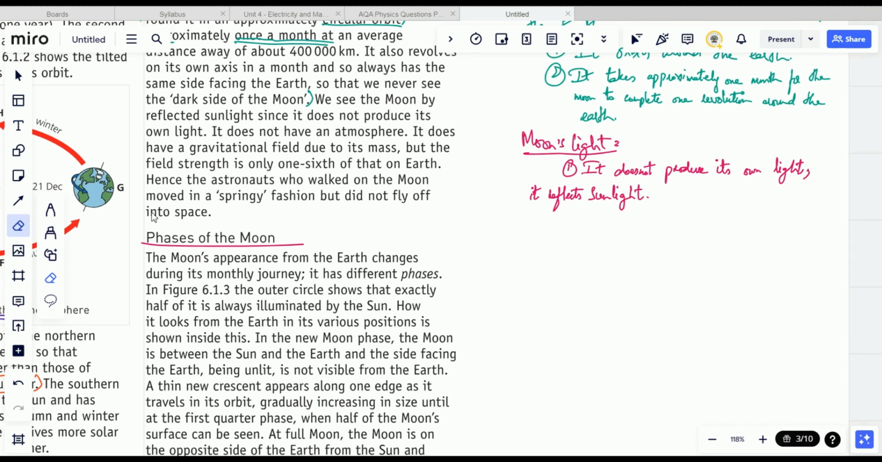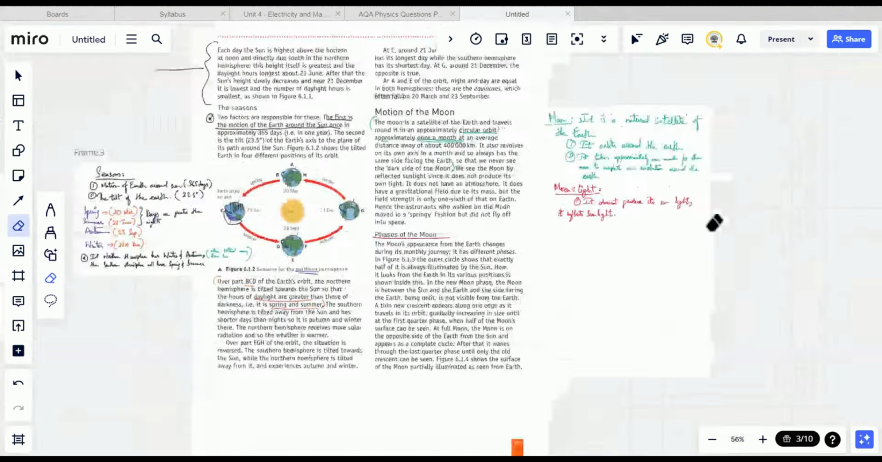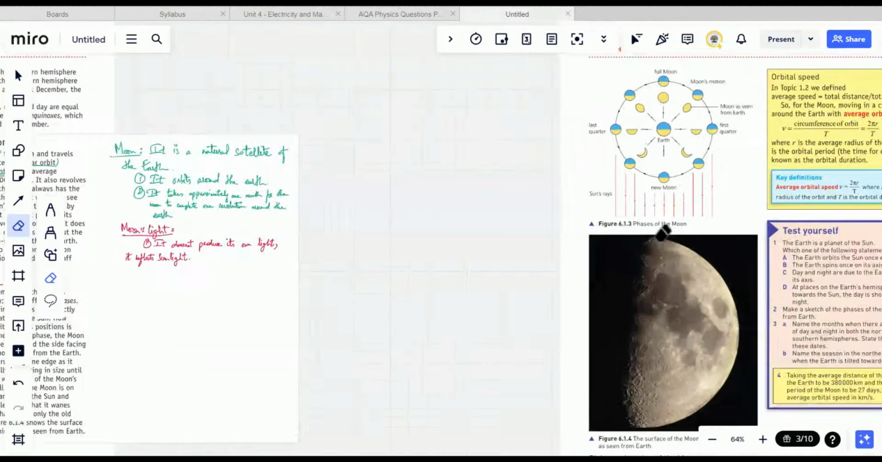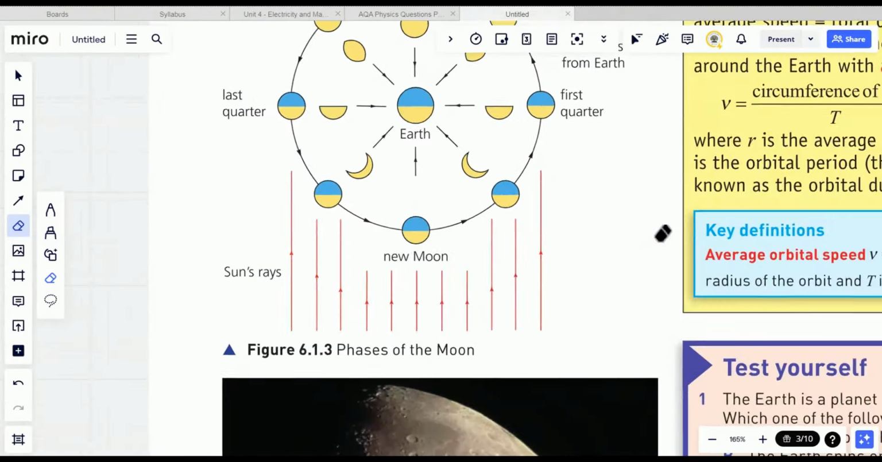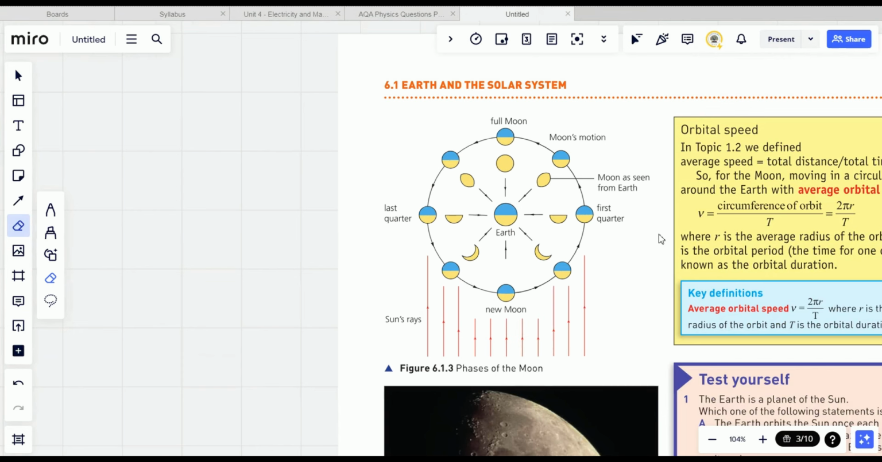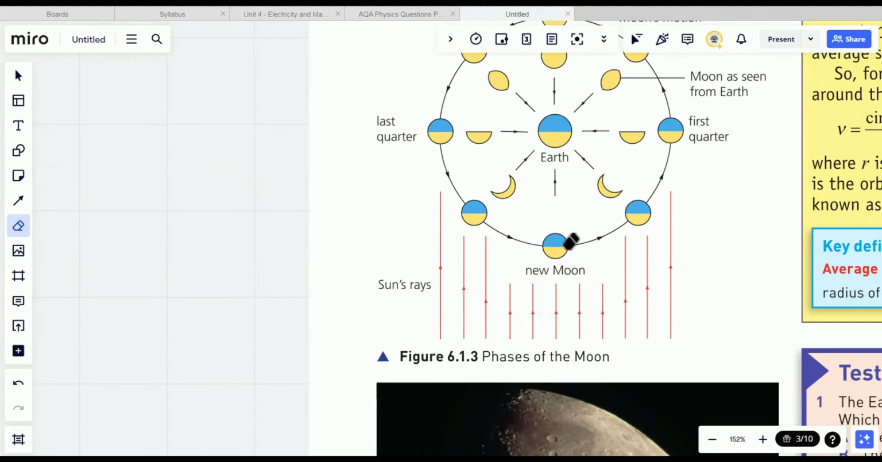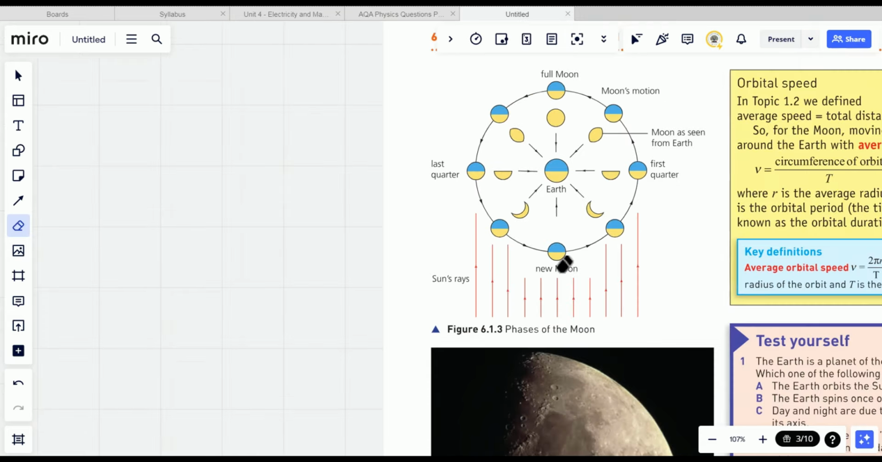I'll share a picture of the phases of the moon so it is easier for us to understand that part. There's one in the textbook. Yeah, here it is. See this? The phases are in the second circle. This is what I was talking about, the new moon. This is the Earth. This is the moon. And these red rays that you see are the sun's rays. So when the moon is right between the Earth and the Sun, we get what? We get a new moon.